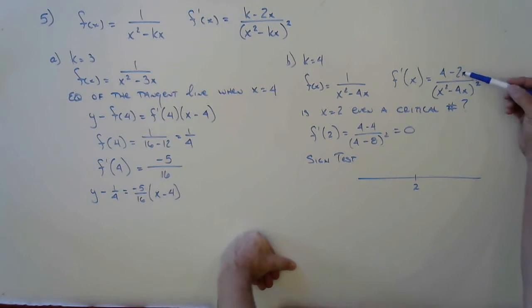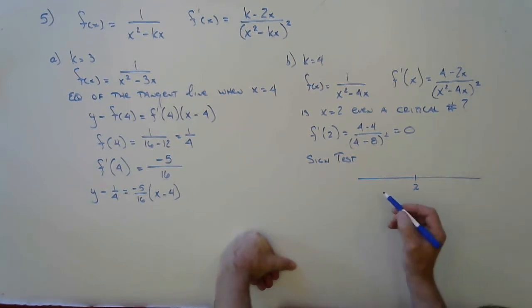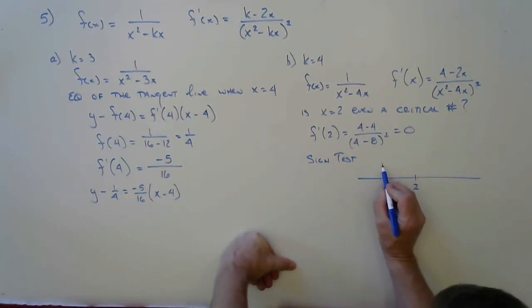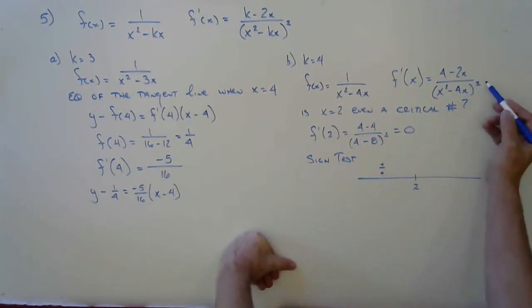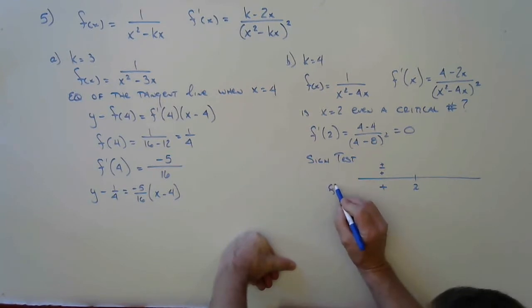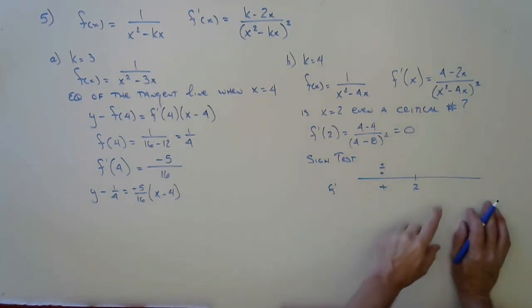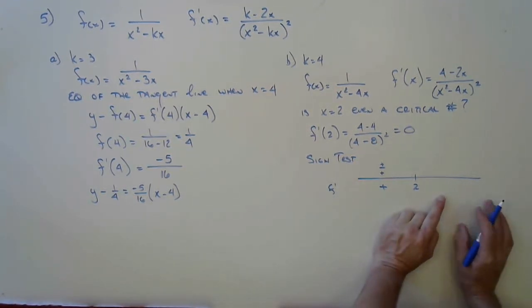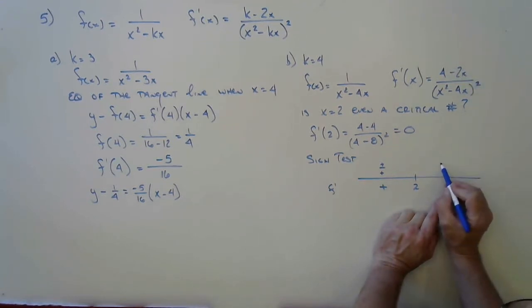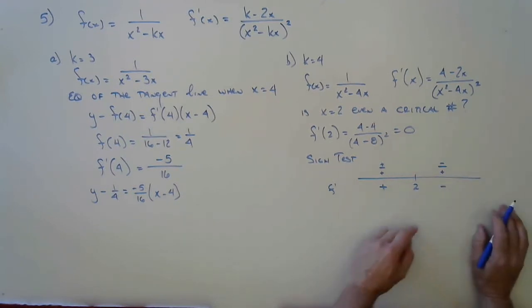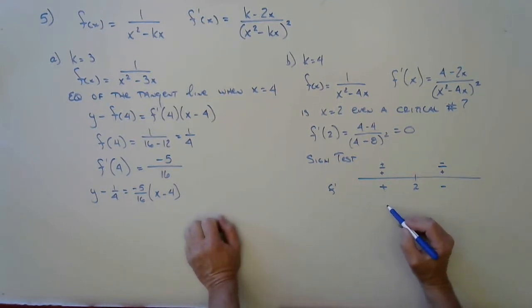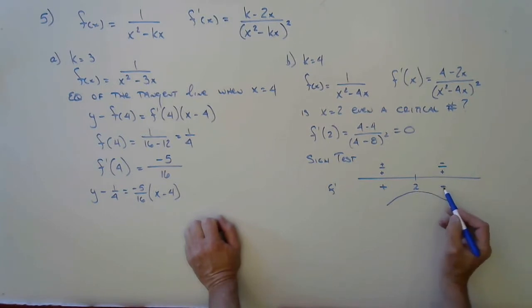What do we get for our derivative when we plug in x is 1? When we plug in 1, we get 4 minus 2, right? So my numerator is positive. My denominator is going to be positive because it's squared, so the derivative is going to be positive there. What happens when we plug in 3, right? When x is 3, we're going to get 4 minus 6. My numerator is going to be negative. My denominator is going to be positive because I square it. I get a negative there. So my function is increasing, and now it's decreasing.